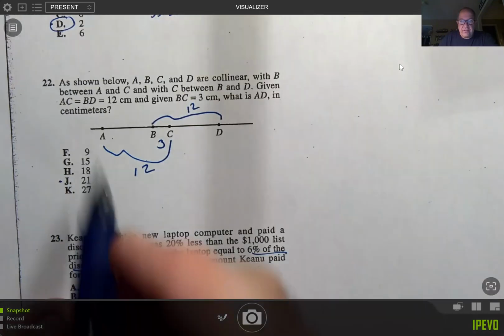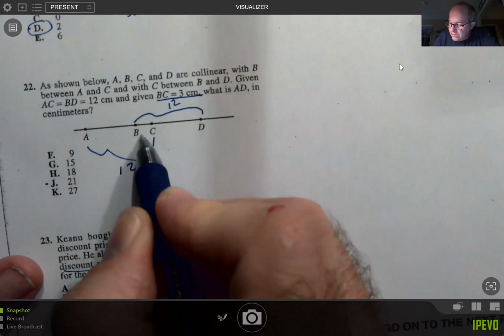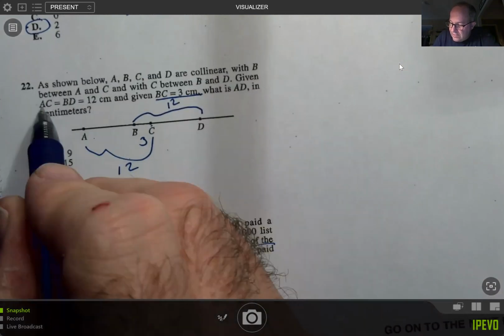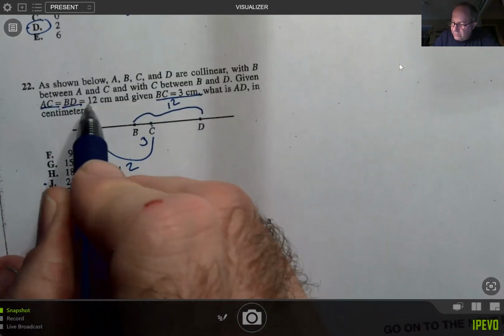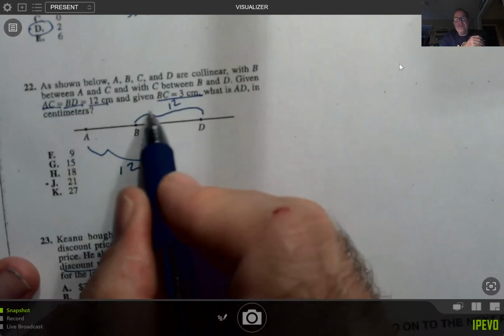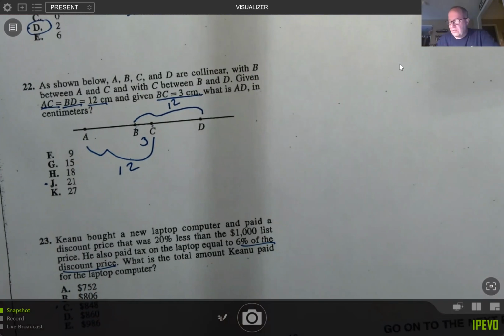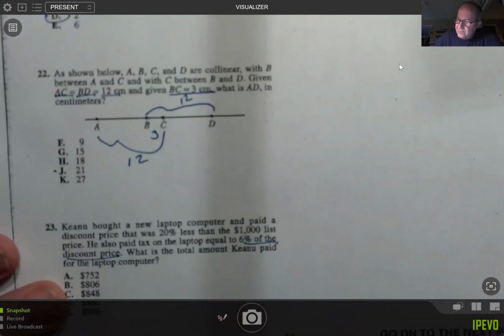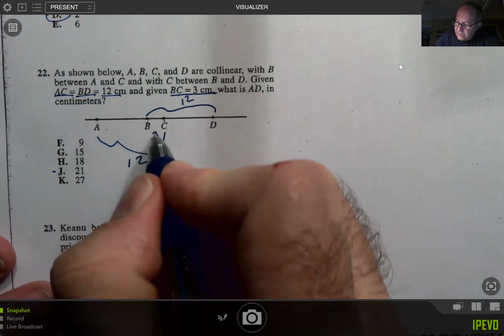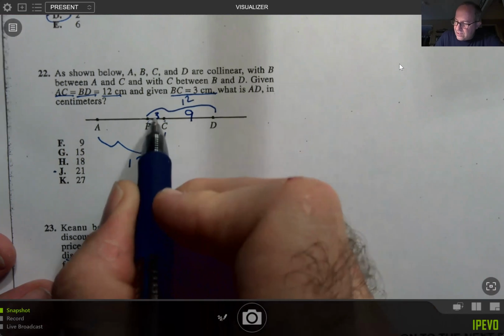22, we're reading along here. We see that BC is equal to 3. So I put a 3 from B to C. We're told AC and BD are both 12. So I put them down as 12. Now, one of the things you can do is find the length of every single line segment if you're not sure what's going on. We know that this distance here is 3. Well, if that's 3, then this has to be 9, right? Because 3 plus 9 is 12.